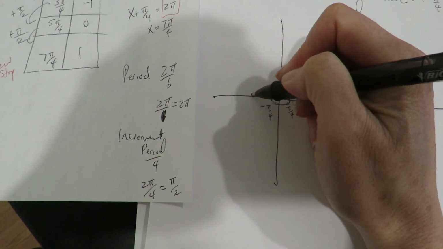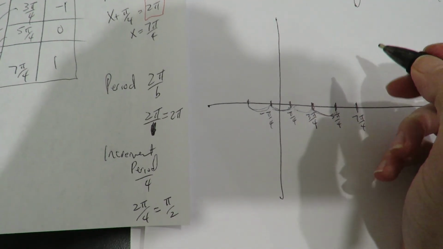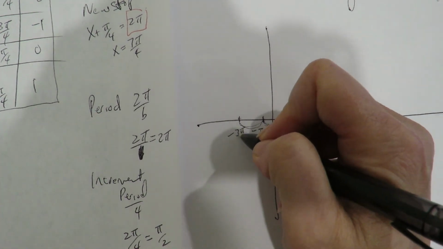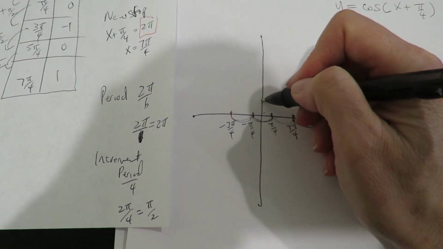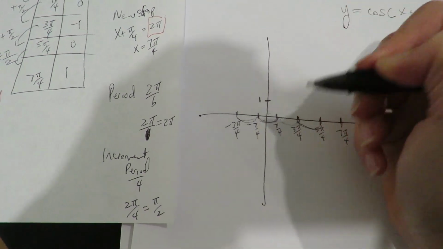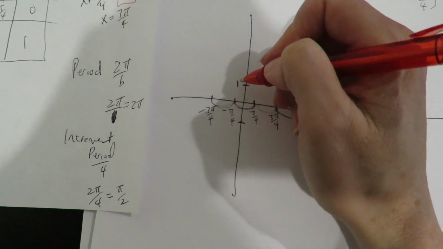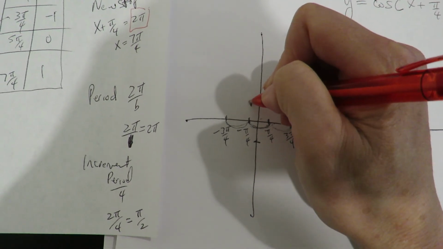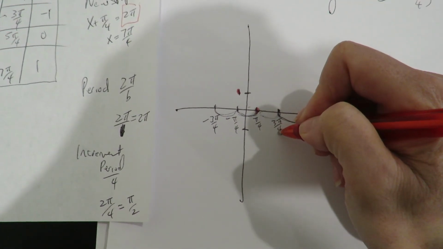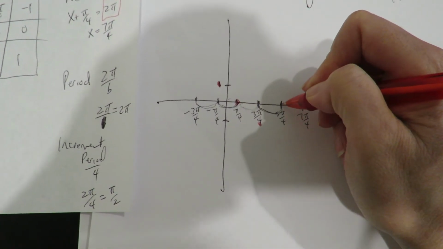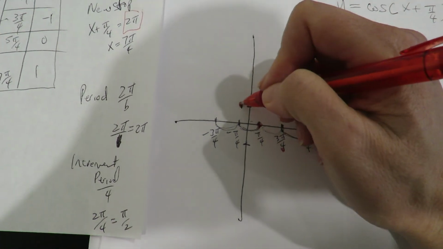Same thing going this way. You got to watch the spacing on that because it's got to be pretty equal. So this is negative 3 pi over 4, and so on. Okay, if this is 3/4 right here, then 1 has to be bigger. So 1 would be maybe like that. All right, so negative pi over 4 is 1. pi over 4 is 0, 3 pi over 4 is -1, 5 pi over 4 is 0, 7 pi over 4 is 1.